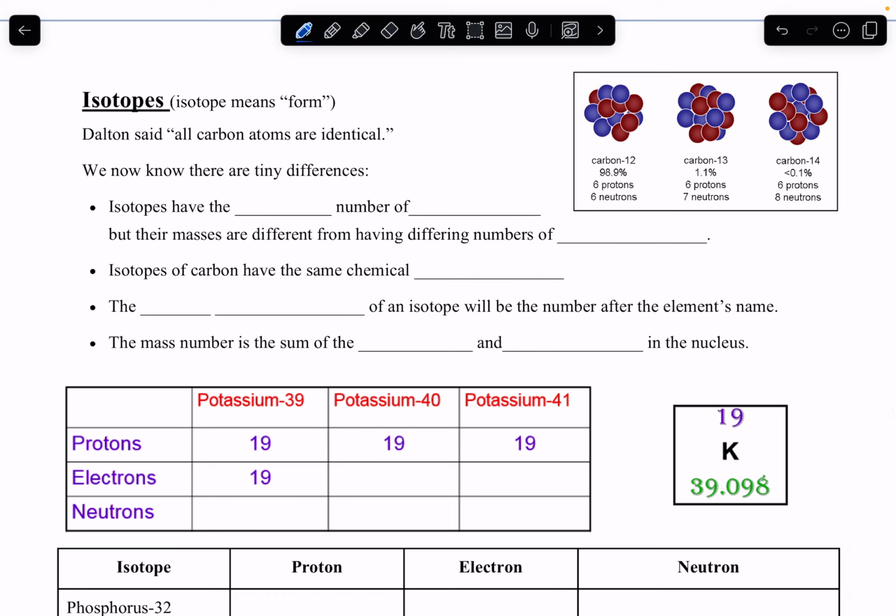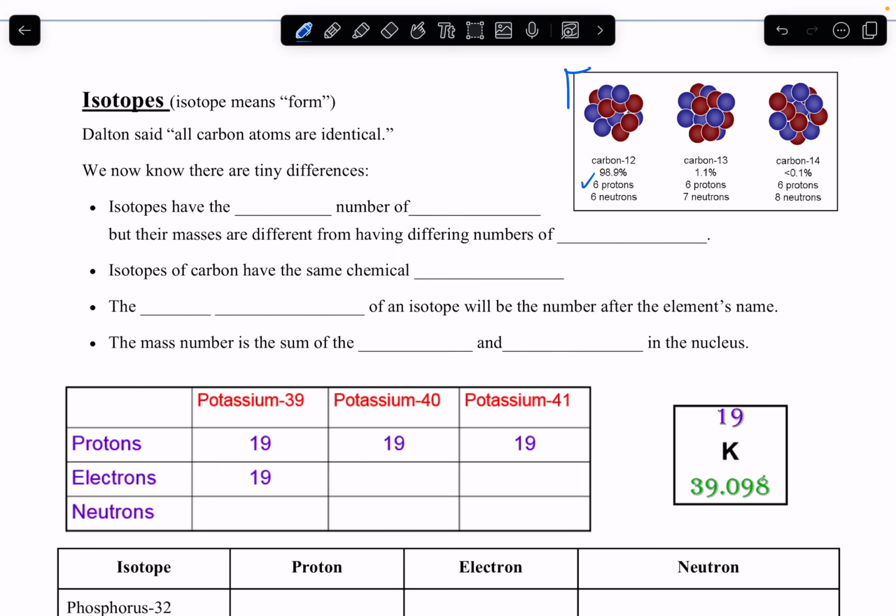Isotopes are super fun. All right, so isotope means form. Remember, Dalton has two of his rules that we don't follow anymore, or they're not entirely true. He said that all atoms are identical, but now we know that there are tiny differences. If I look at this little table, I have carbon 12, carbon 13, and carbon 14. There's something different about all three of those.